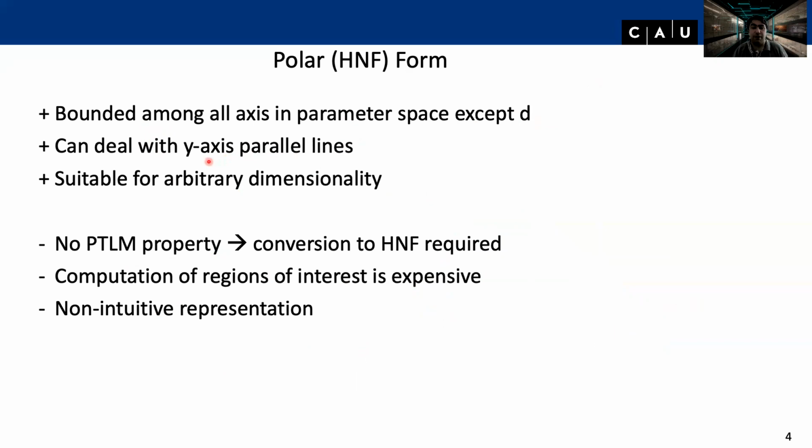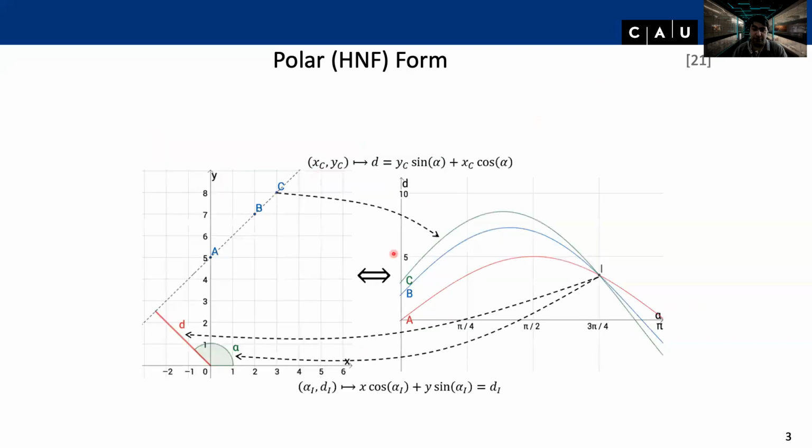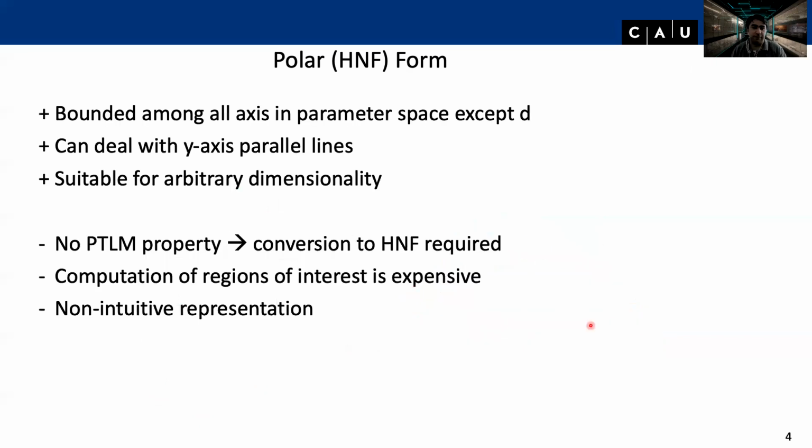It can deal with y-axis parallel lines, because if it's y-axis parallel, then you have here 0 degrees, you have here 90 degrees, sorry, 180 degrees, sorry. So if you take this d, this line that we have here, and you keep rotating, so that this line becomes perfectly vertical and parallel to the y-axis, then you have 180 degrees. And this is easily captured or represented in the angles. It's suitable for arbitrary dimensionality, as has been shown in the CASH paper.